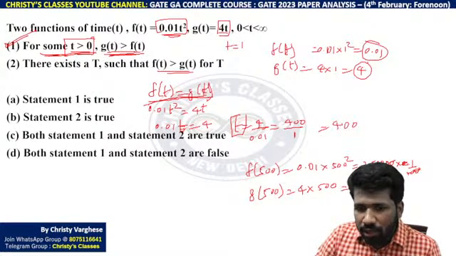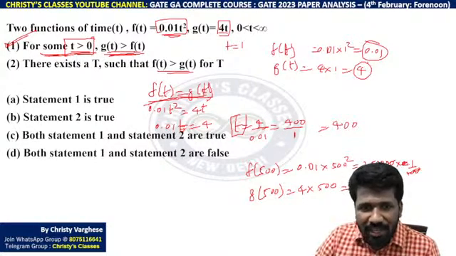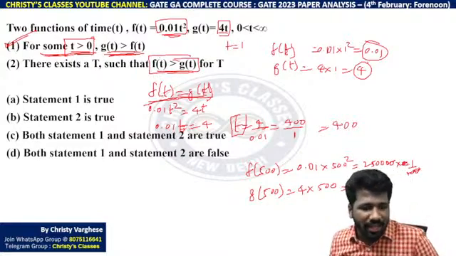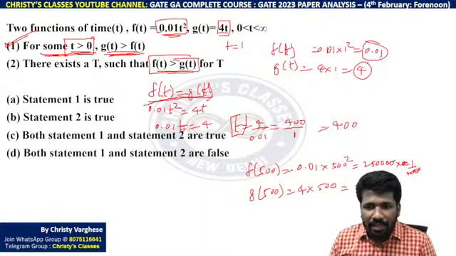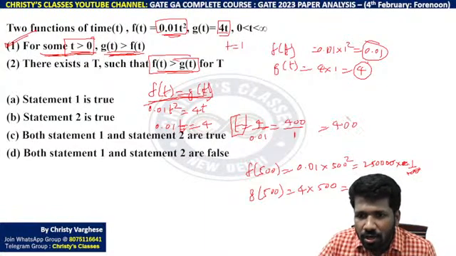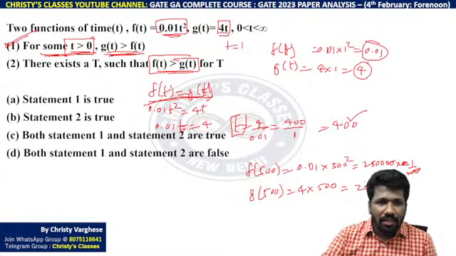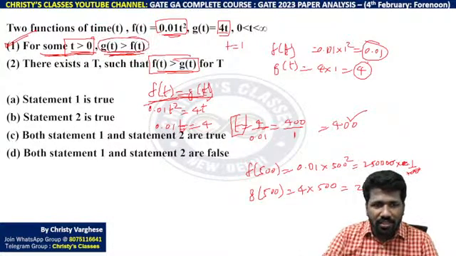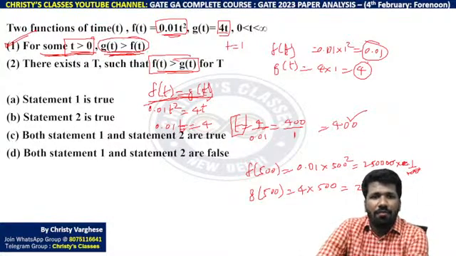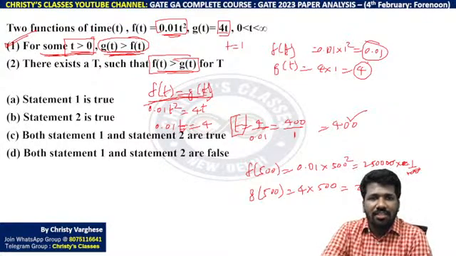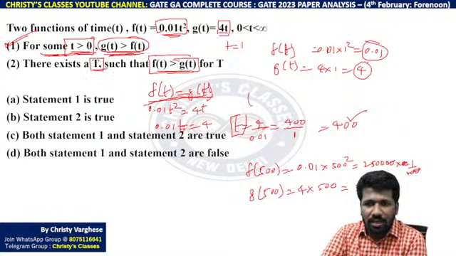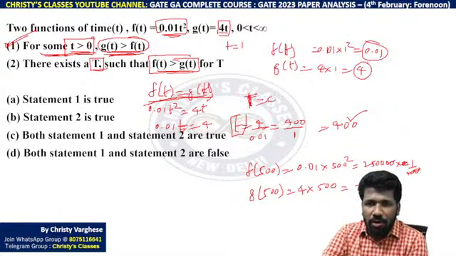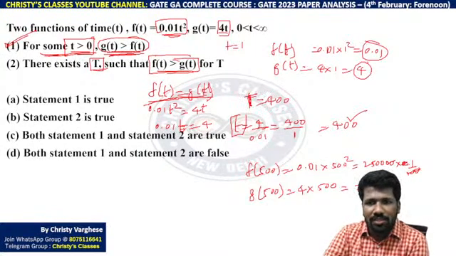4 into 500, 2000. And f of t is clearly greater than g of t. Are you understanding this? F of t is clearly greater than g of t. Please respond. That means from t equal to 400 onwards, this condition g of t greater than f of t will change. Then it will be g of t less than f of t. So there exists a t that is correct now. Which is that t? Capital T will be equal to 400. From 400 onwards, this is satisfying.